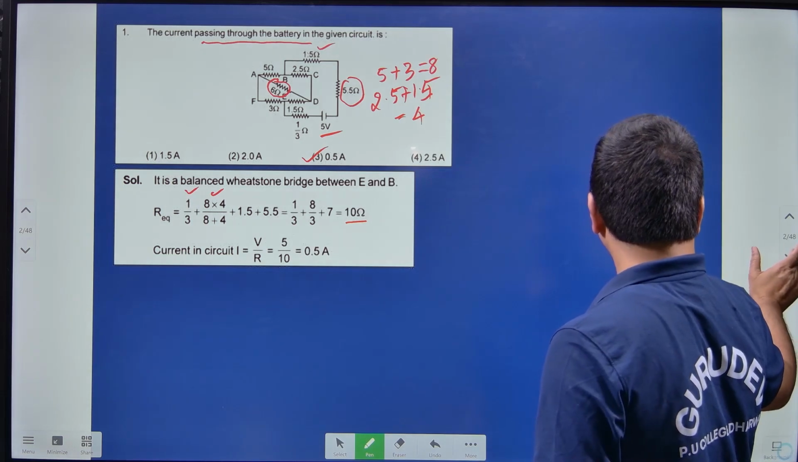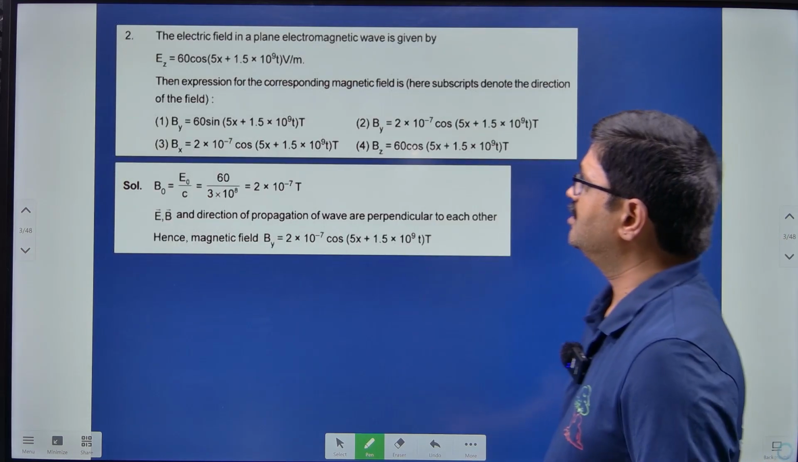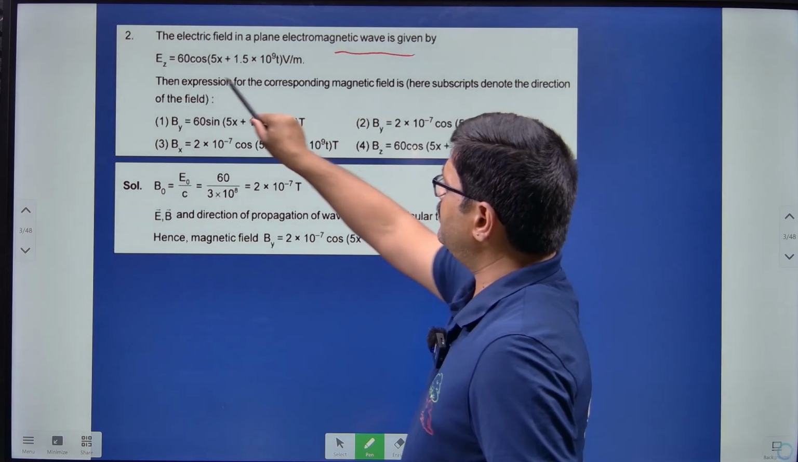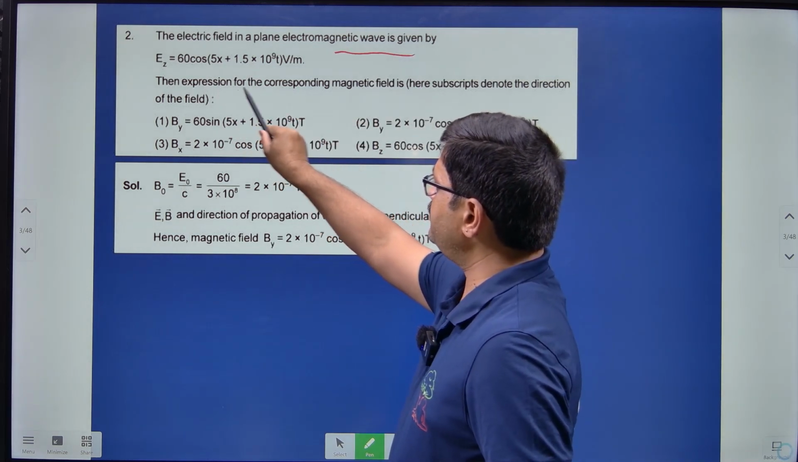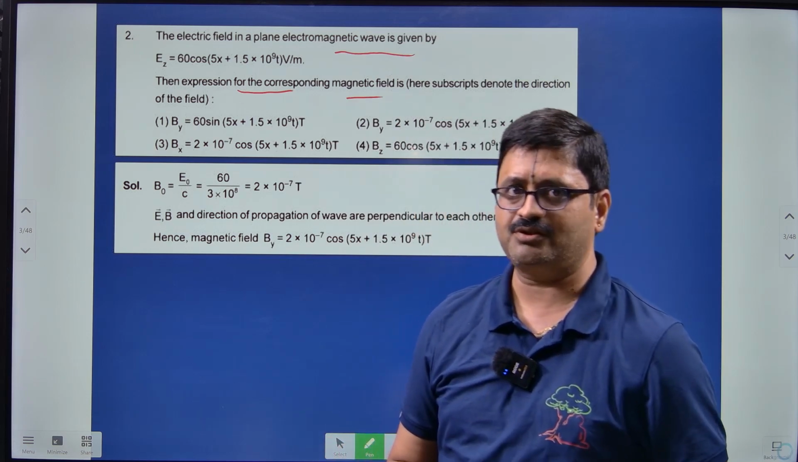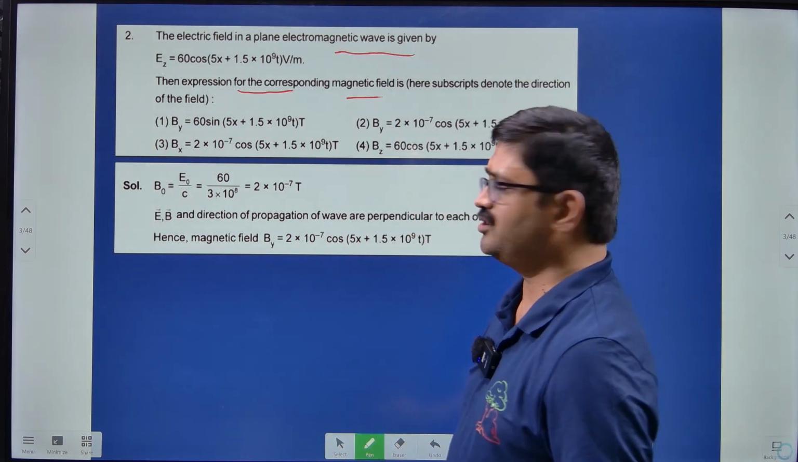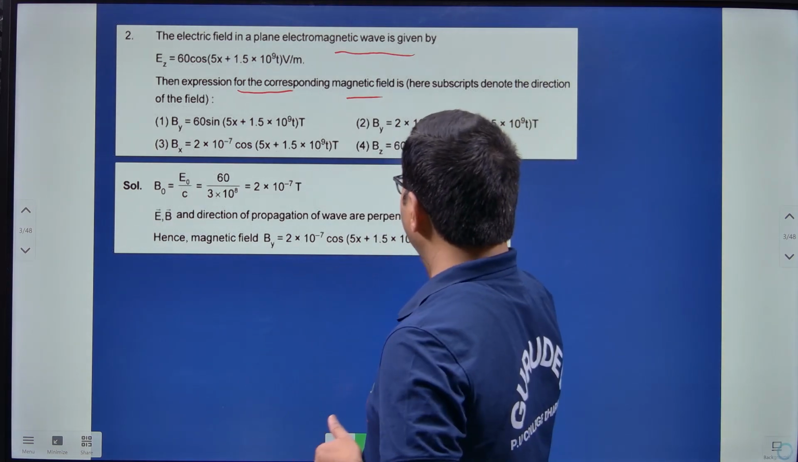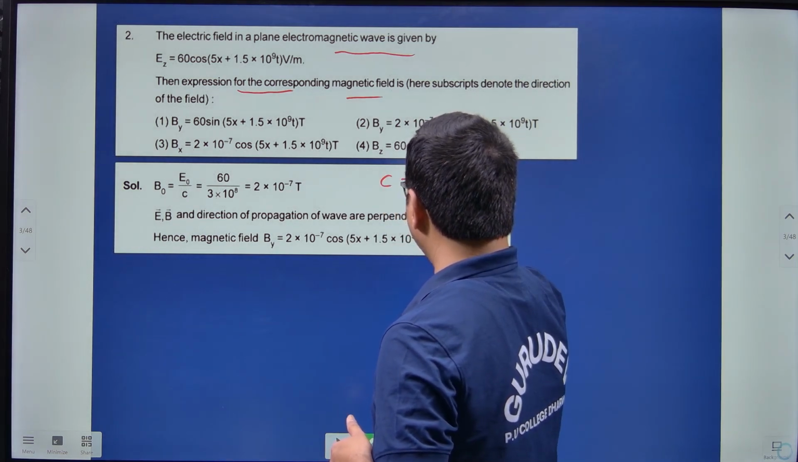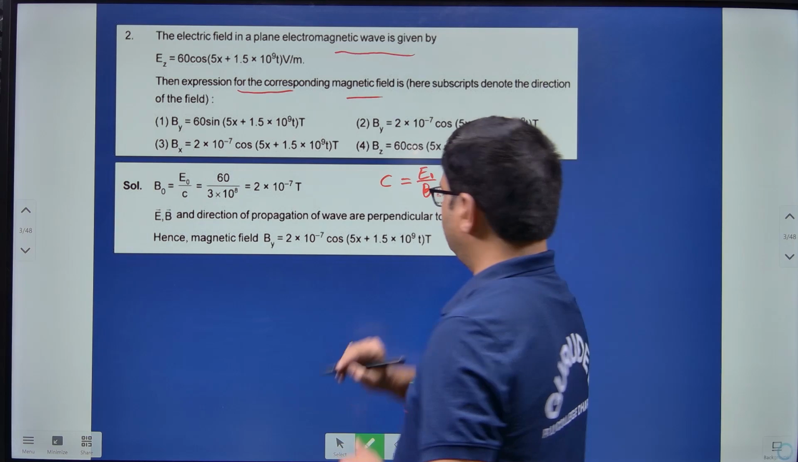Then moving on to the second question. The electric field in a plane electromagnetic wave is given by this much, and we need the expression for the corresponding magnetic field. This is an electromagnetic wave based question. In this question we know that C is equal to E naught by B naught.